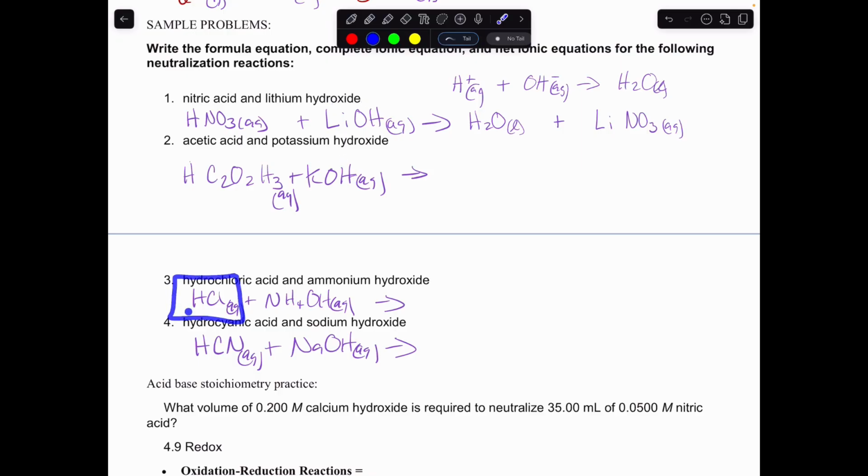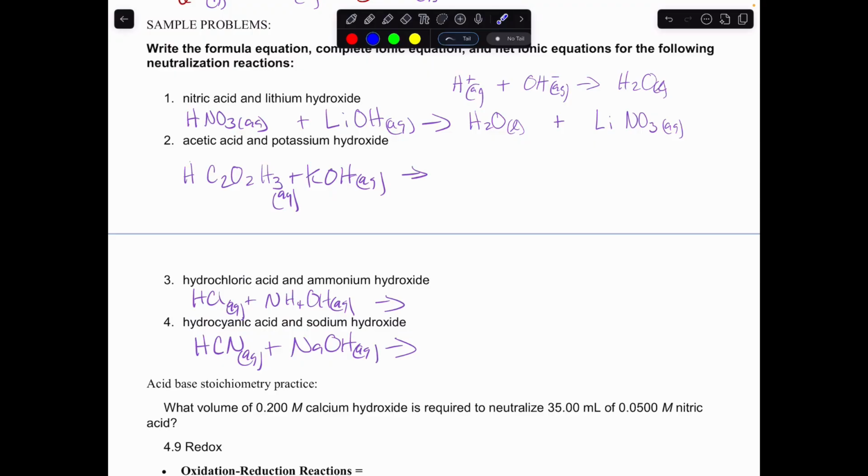What about the next one? Is this an acid or a base? It's an acid because it starts with a hydrogen. Is it a member of the seven strong acids? It is. So therefore, it's one of the 7 strong acids. How about over here? Is this a strong base? It's not a strong base because it's not a metal hydroxide, it's ammonium hydroxide, which makes it a weak base.